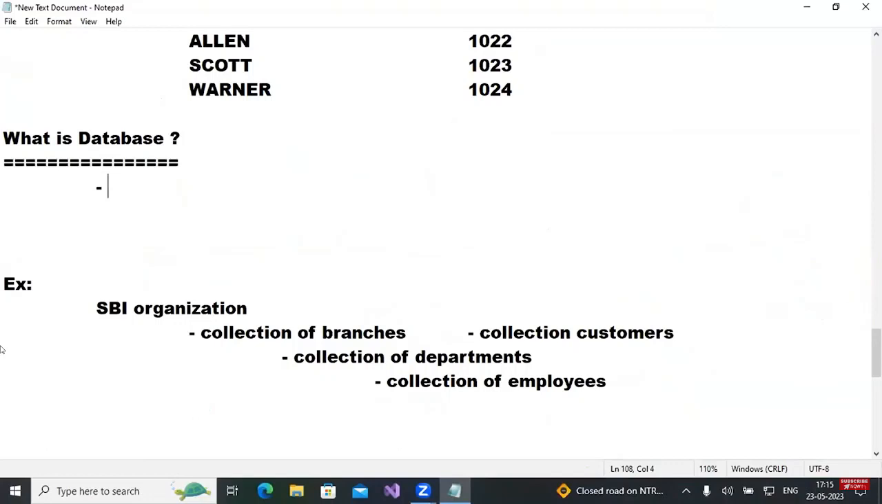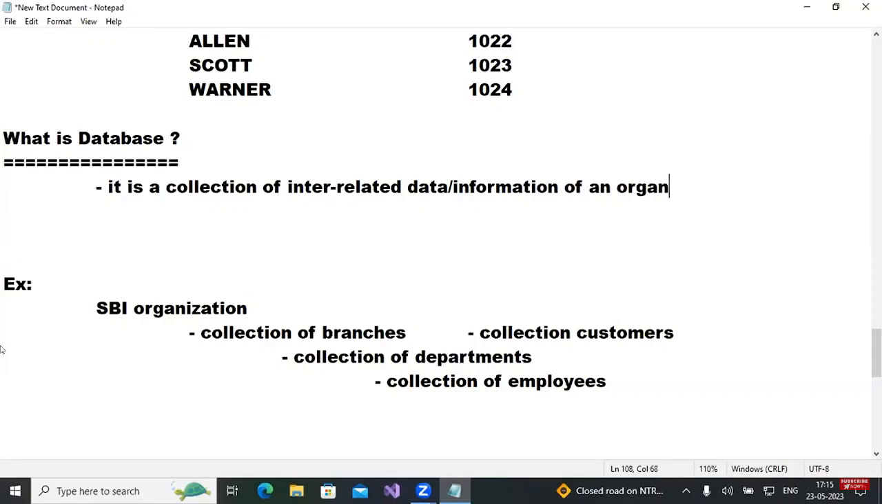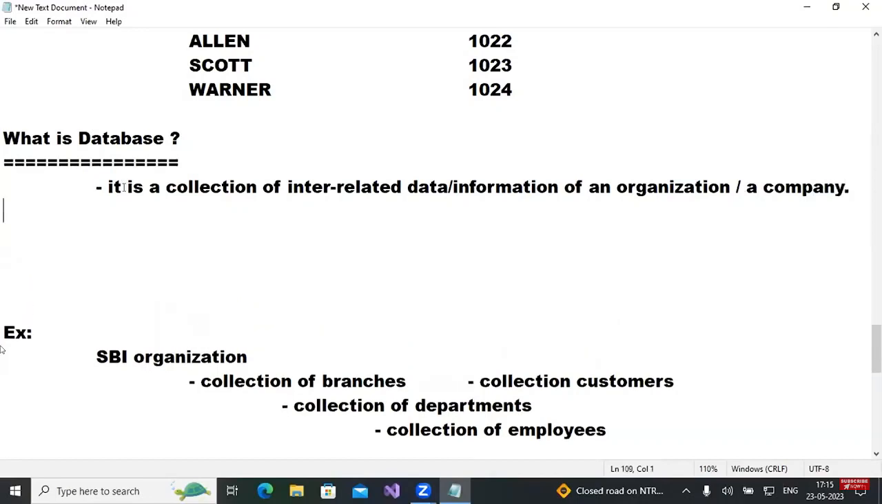Database. What is a database? A database is a collection of interrelated data or information of an organization or of a company. Organization or company. Okay? What is interrelated? Okay, now continue.